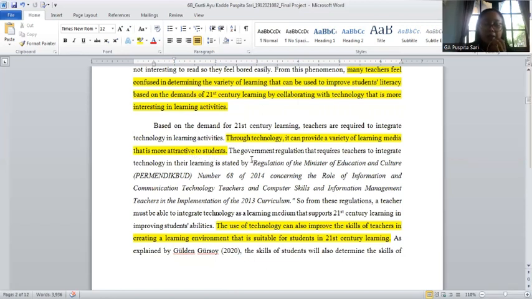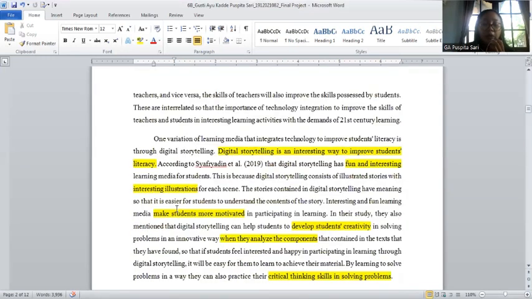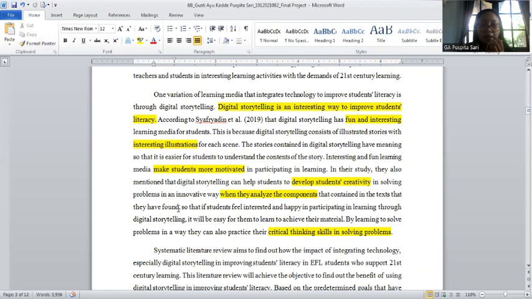It is also explained by Permendikbud that in the 2013 curriculum, teachers should collaborate with technology in learning activities, because the use of technology can also improve the skills of teachers in creating a learning environment that is suitable for students in 21st century learning. And one way that can be used in learning media that collaborates technology in learning activities is through digital storytelling. So here, digital storytelling is an interesting way to improve students' literacy.